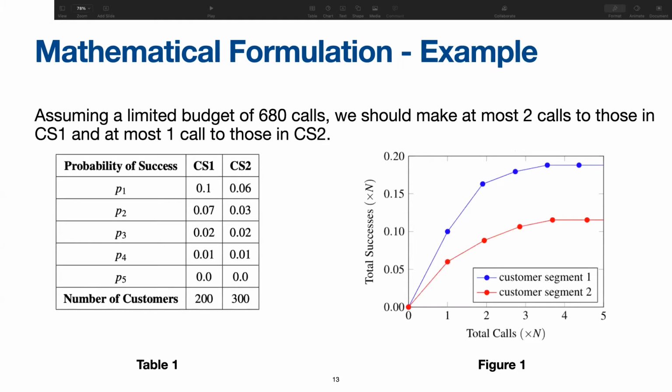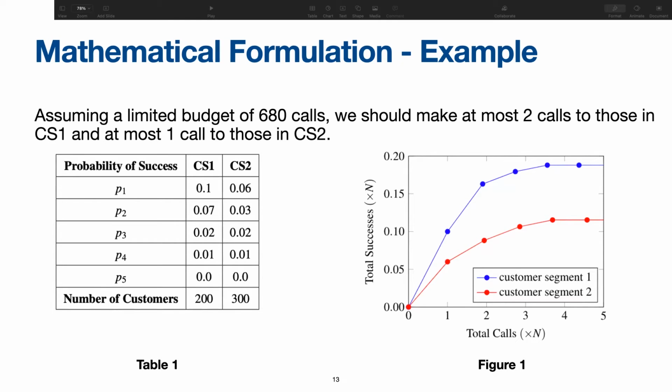So here we have an example of what was just mentioned in the previous slide. Let's assume we have 2 customer segments, CS1 and CS2. And for each segment, we have the probability of success for each call. So P sub 1 for customer segment 1, the probability of success is 0.1. And in CS2, the probability of success is 0.06. Okay, so assuming a limited budget of 680 calls, we should make at most 2 calls to those in customer segment 1 and at most 1 call to those in customer segment 2.